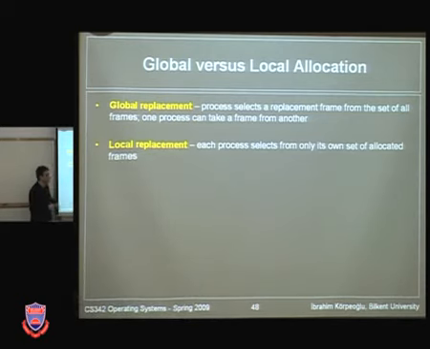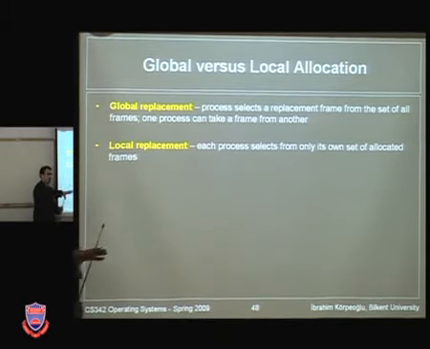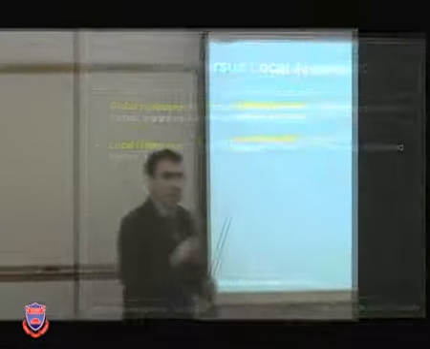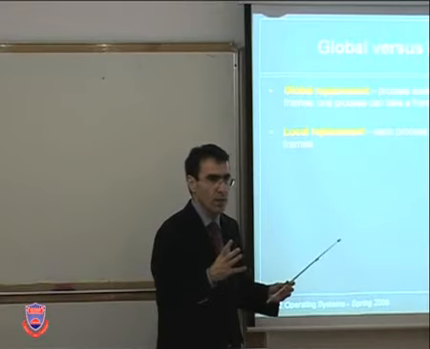In global replacement, the process selects a replacement frame from the set of all frames in memory, and those frames may belong to some other process. In this way, a process that needs a frame may grab a frame belonging to another process. So if the allocation and replacement strategy works like that, then this is called global replacement. When I need a frame, I can make empty one of my frames, or a frame belonging to somebody else can be made empty, and my page may be loaded there. Then that frame will belong to me. So this is the global allocation scheme.